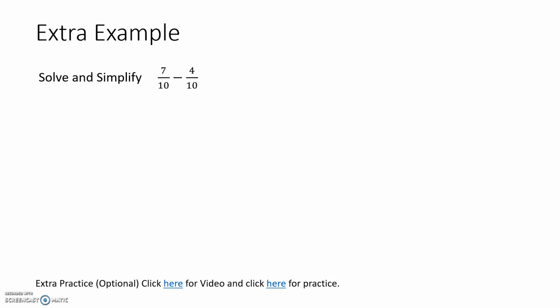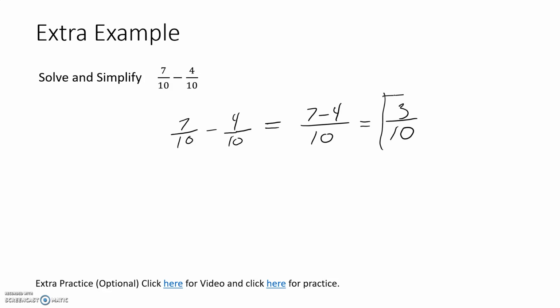The first thing I'm going to do is write the problem. So 7/10 minus 4/10. Next, I'm going to solve. So that's 7 minus 4/10, which would equal 3/10, and that is already simplified. The last step was simplify, but I cannot, it is already simplified.